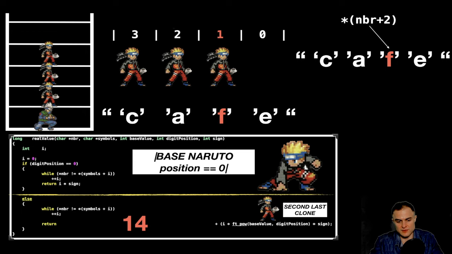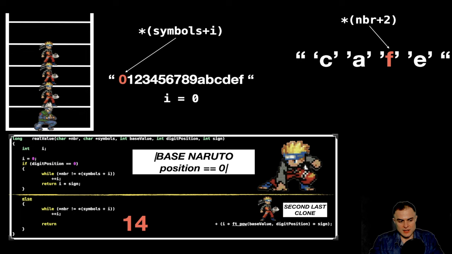The previous Naruto, what does he have to do? Well, the same thing. He already counted the value of I, but nonetheless, we're going to do it again. So he's going to count while the number is different from the symbol at position I. What are you going to do? The same thing, my friend. It's going to check for one, for two, and then eventually we'll stumble upon F. So we have its specific symbol, which has the value 15.